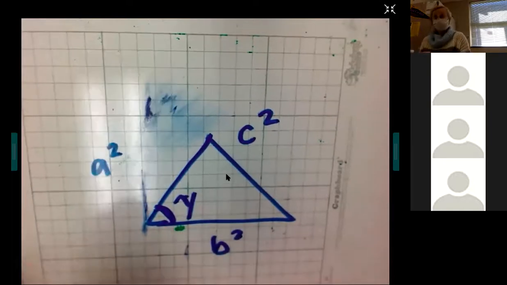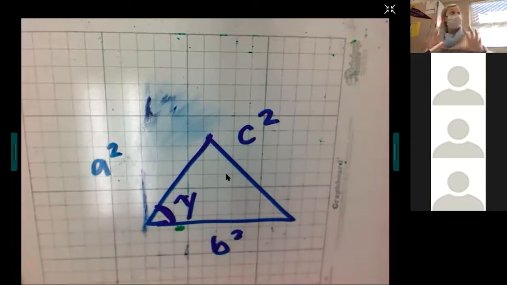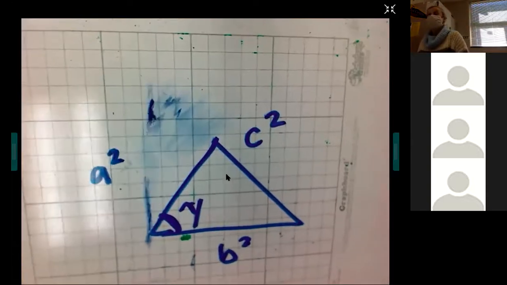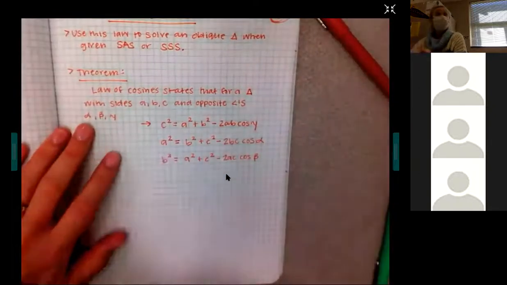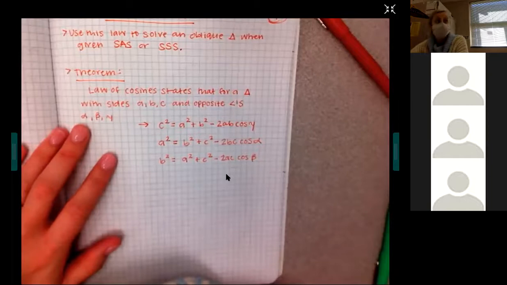You want to see more where it actually comes from and see the proof on it? Come to office hours. I can also put a video up. That's basically where it comes from. It does come from the Pythagorean theorem. It's just no longer a right triangle.